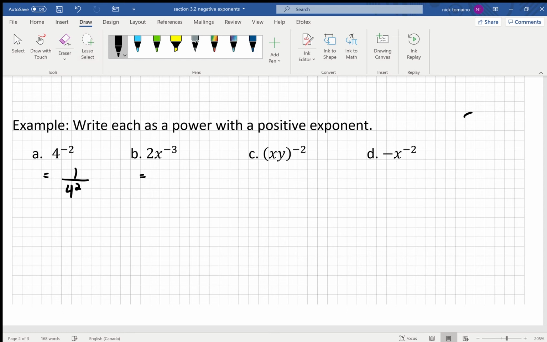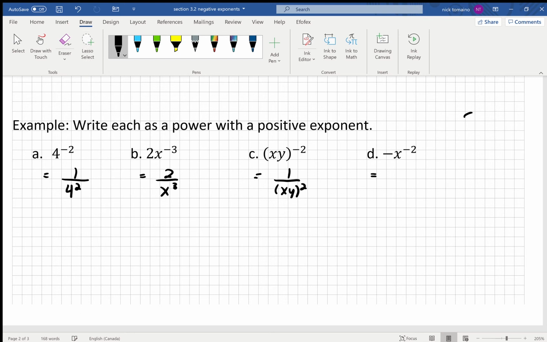Okay, next one here, 2x to the negative 3 is going to be 2 over x to the positive 3. Notice how the 2 is not affected by the negative 3. If it was in brackets, then it would be. This one right here is going to be 1 over xy to the 2.